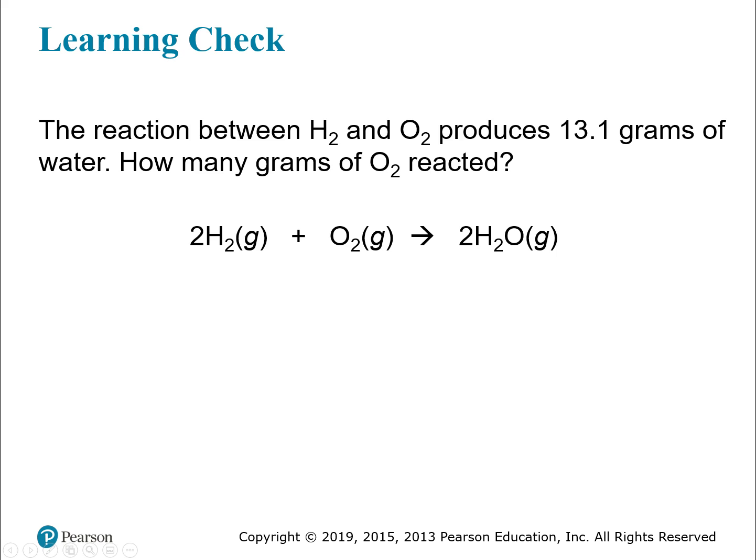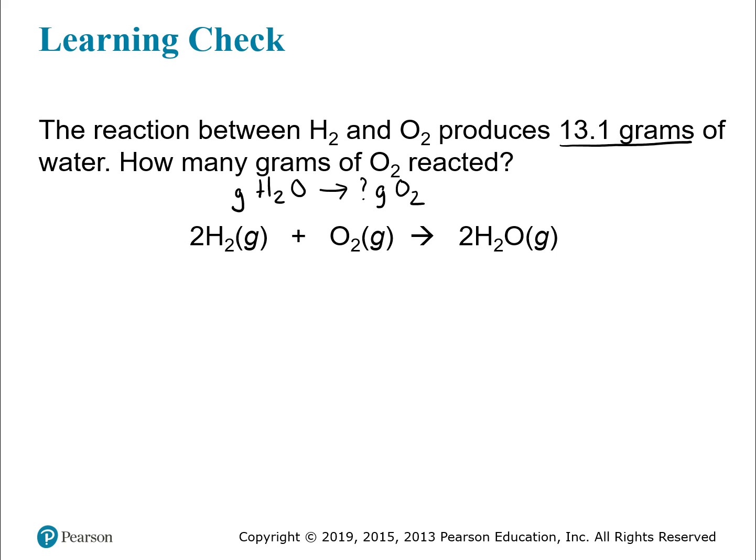This time we have a reaction between hydrogen gas and oxygen gas producing water. How many grams of oxygen reacted? This time we're starting with the number of grams of water, so we know how much product we made, and we're trying to figure out how many grams of oxygen we used to make that water. There's our question boiled down.